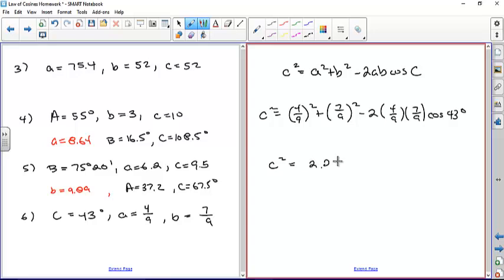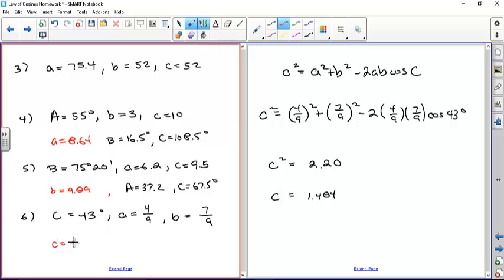So you get 2.20. So C is equal to the square root of that, which is 1.484. So that's length C is 1.484. Now I'm just looking at that and it's bothering me a little bit because this angle, 43 degrees, I shouldn't be getting that big a number because relative to A and B, there seems to be something wrong. So what I'm going to do here is just pause it a second and see if I can figure out what's going on.